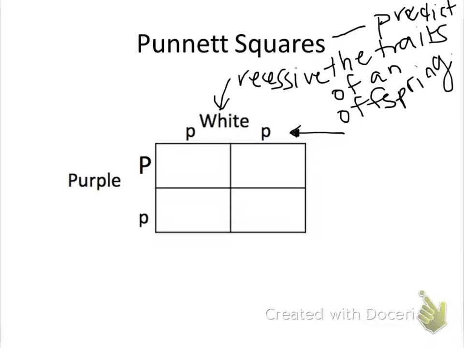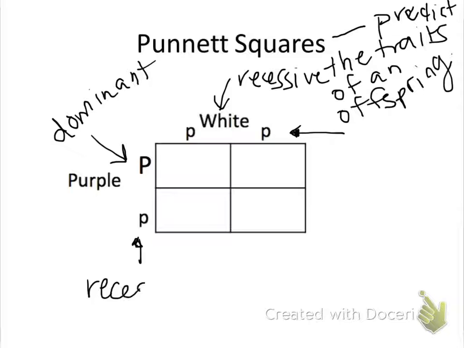So if we have a purple flower, one of the possible ways to get a purple flower is by having one dominant trait, one dominant allele, and one recessive allele. Remember, we know if an allele is represented using a capital letter, that it's dominant, and if it's lowercase like this one, it's recessive.